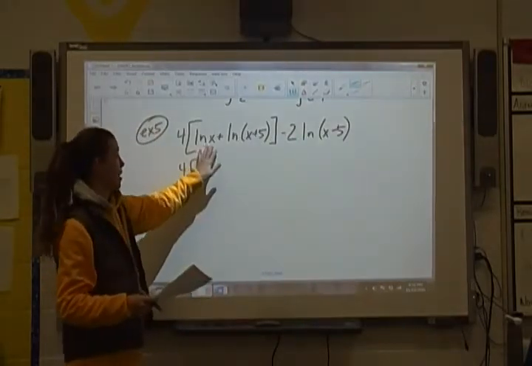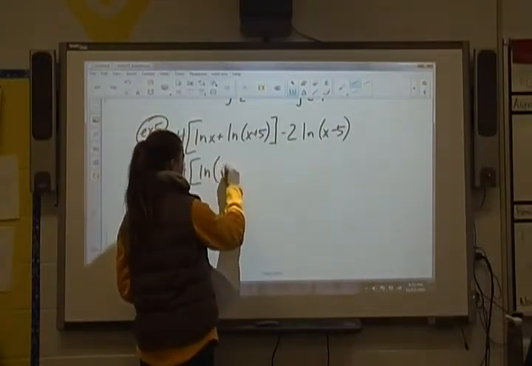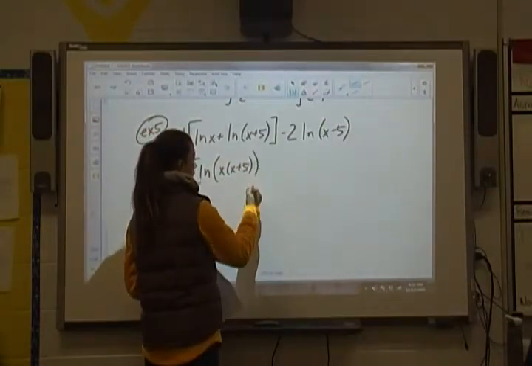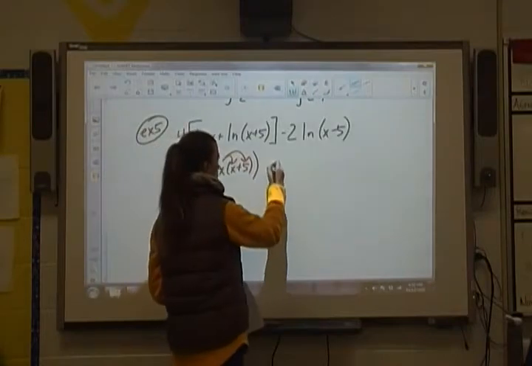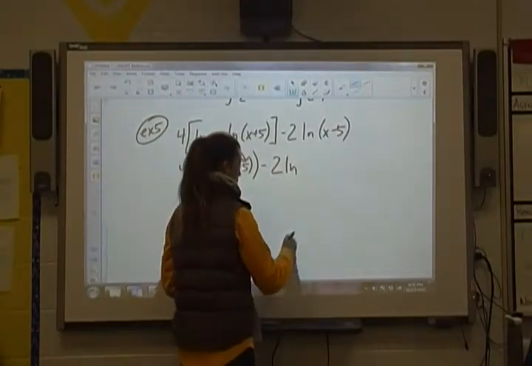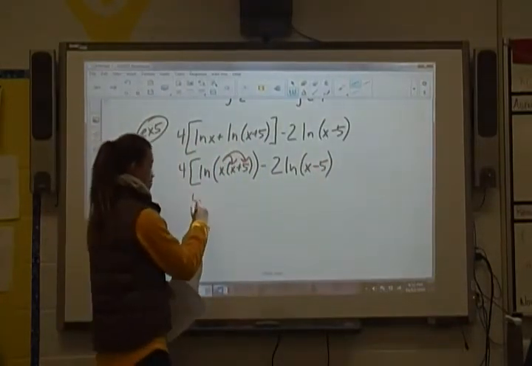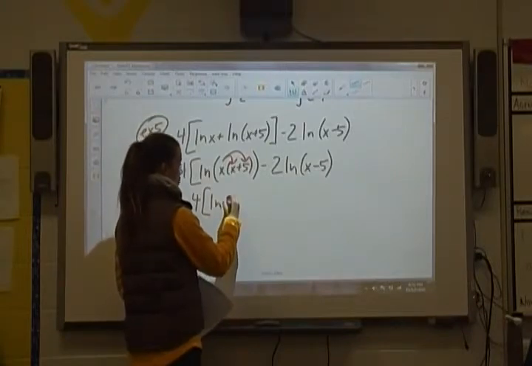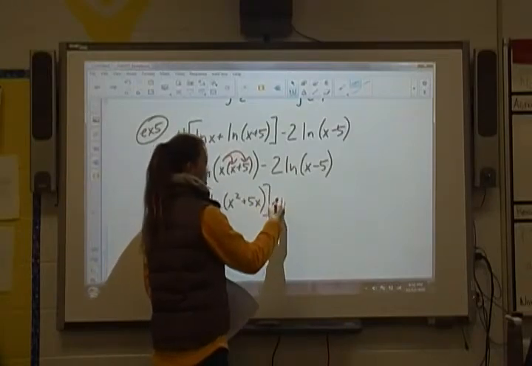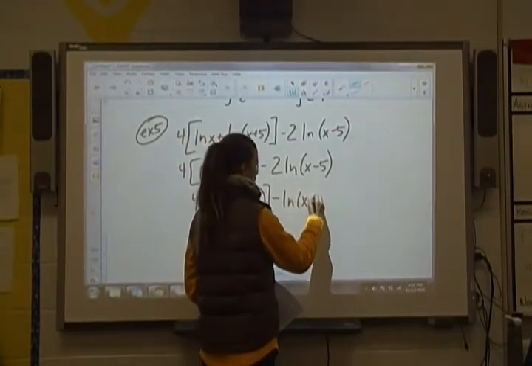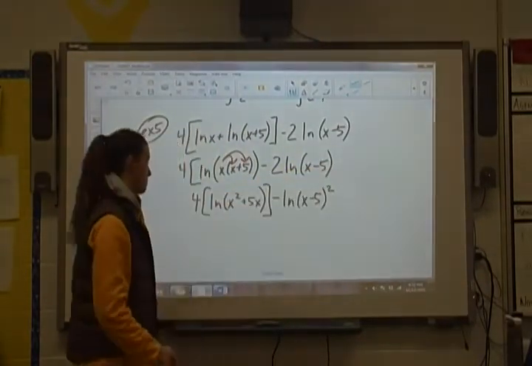And I'm actually going to multiply these two together. So x times x plus 5. So if I have natural log of x times x plus 5, I'm going to need to multiply that through and distribute that x to both terms. And I've got my minus 2 natural log of x minus 5. So I have my 4 still on the outside, natural log of x squared plus 5x, close that, and then minus natural log of x minus 5, and we're going to square that, because that 2 is coming as an exponent. My coefficients become exponents.